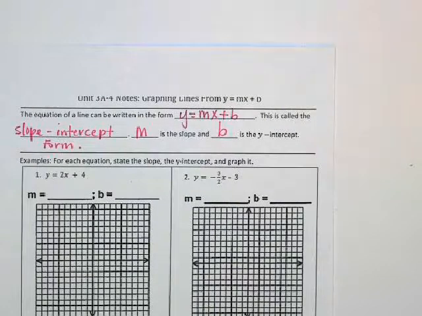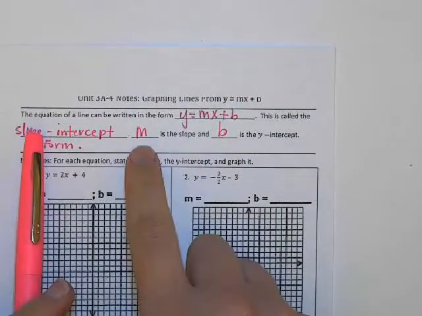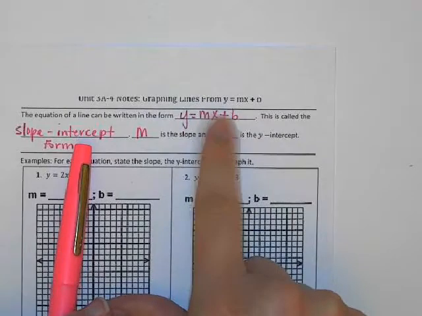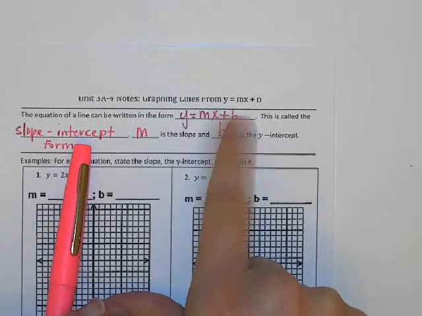You will see the words slope intercept form a lot. You might have a question that says write your answer in slope intercept form. Stop. Slope means m, intercept means b. M and b are in the equation, so this is slope intercept form.